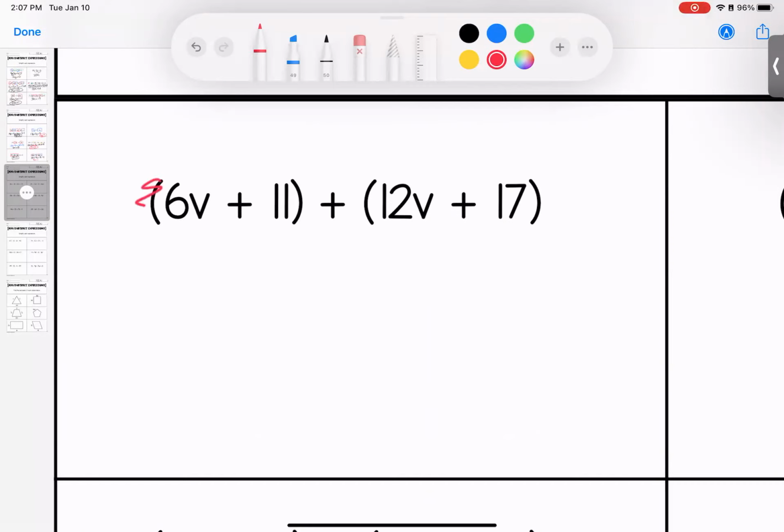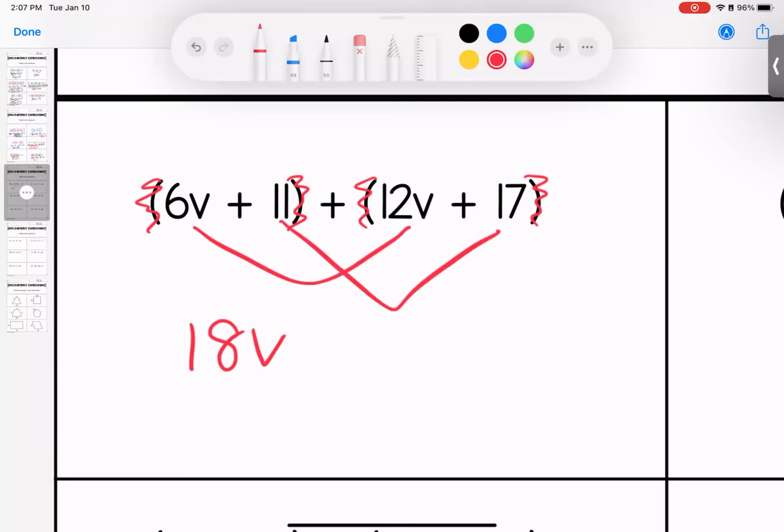Since this is a plus sign, we can drop our parentheses because we don't have anything to distribute. Positives are going to stay positive. So 6v and 12v give us 18v. 11 and 17 give us 28. So that one is easy peasy lemon squeezy.